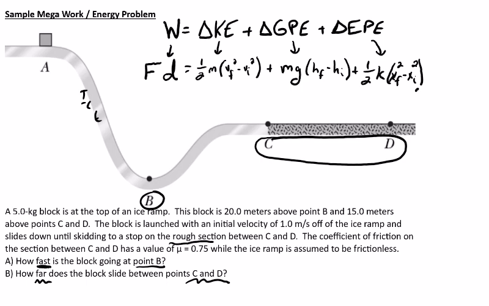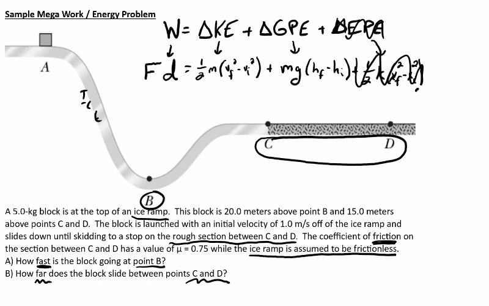They do mention that this rough surface between C and D has some kind of friction acting on it. Whereas our ice section, the ice ramp, we're going to assume is frictionless. So I don't see anything that has to do with springs. What that means is we can actually cancel all of this. We don't need to use that at all.